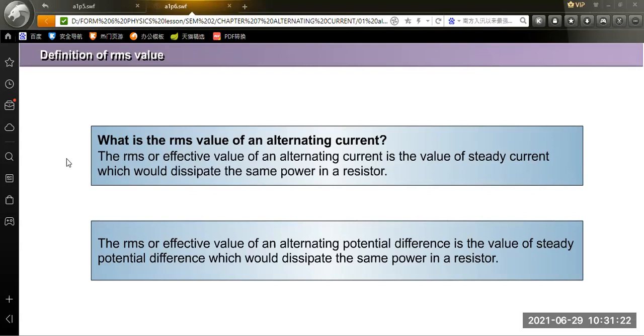So from here, we can say that the RMS value will be the effective value of the alternating current. Okay, the effective value of the alternating current. From here, let me write something. Okay, let's go to the slide.